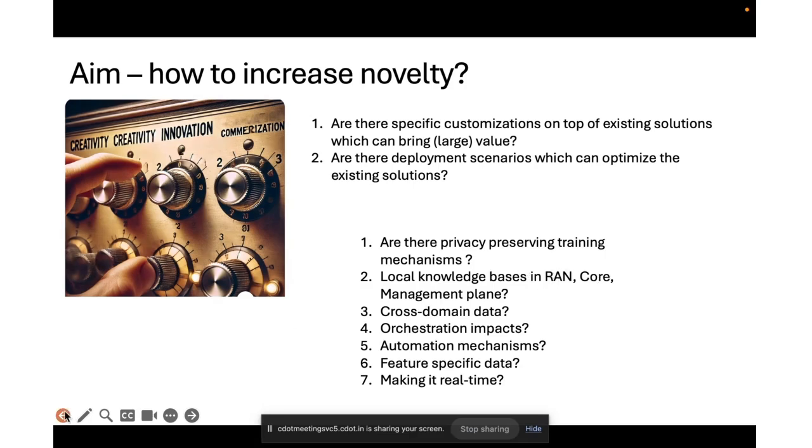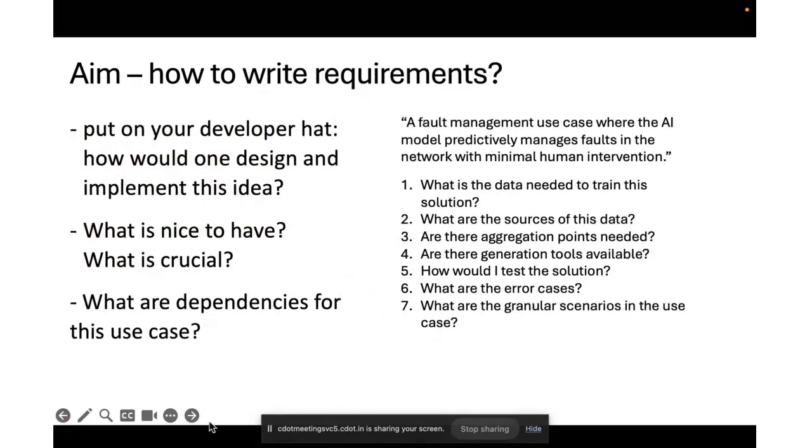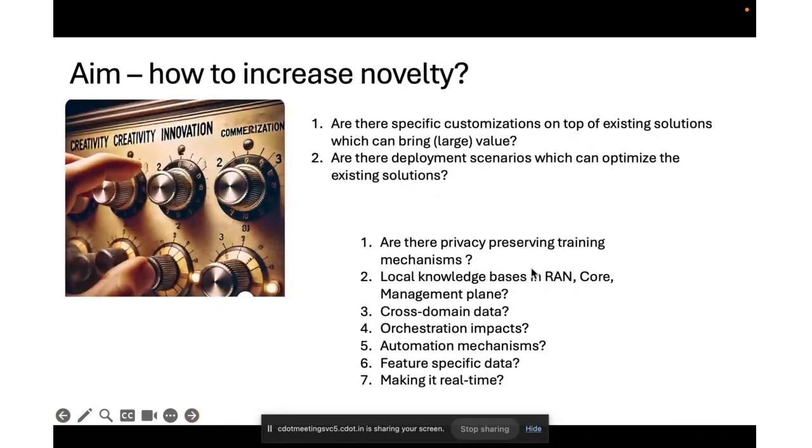Yeah, I'm talking about this particular use case, okay? So the local knowledge bases could be tied to RAN specific cases, core network specific cases, or management plane specific cases. So you need to see what are the local knowledge bases in different domains in your solution, which can be used to increase your novelty quotient. Are there cross-domain data which is applicable?